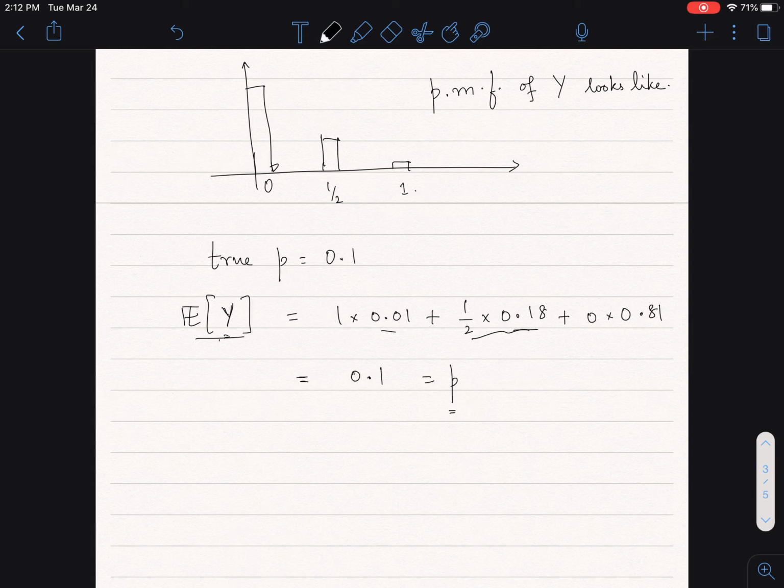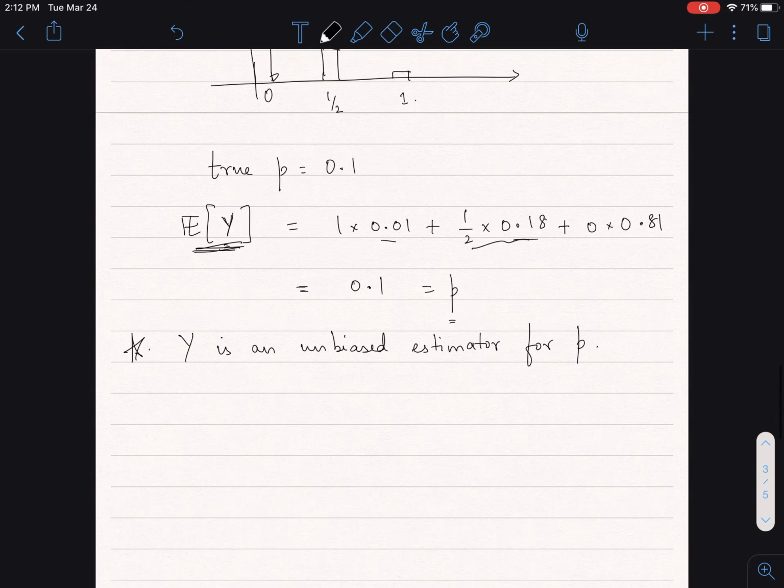Okay, and this is exactly what I defined to be an unbiased estimator, right? So Y is an unbiased estimator for p. Okay, because the expected value of this variable is actually equal to p. So this is an unbiased estimator.